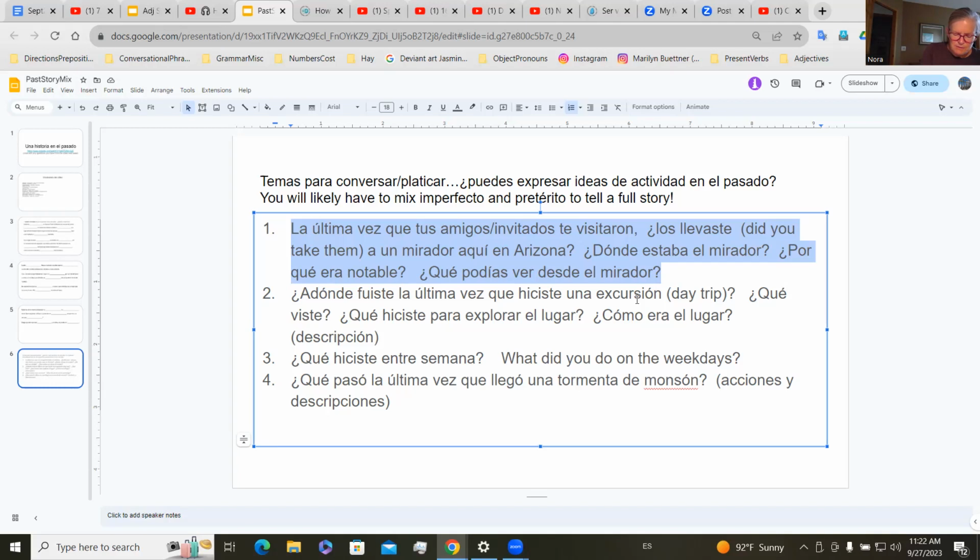Bien. And I'll stop there. Mount Lemmon. Sí. Es un mirador. That is a viewpoint. Mount Lemmon. El Monte Lemmon. Eso es, sí. A ver, ¿qué más? Any other viewpoint story?